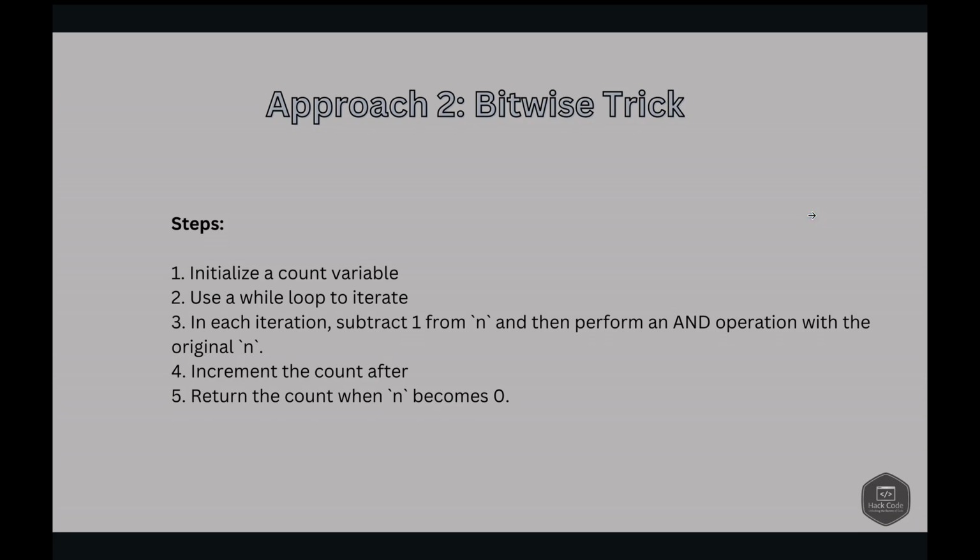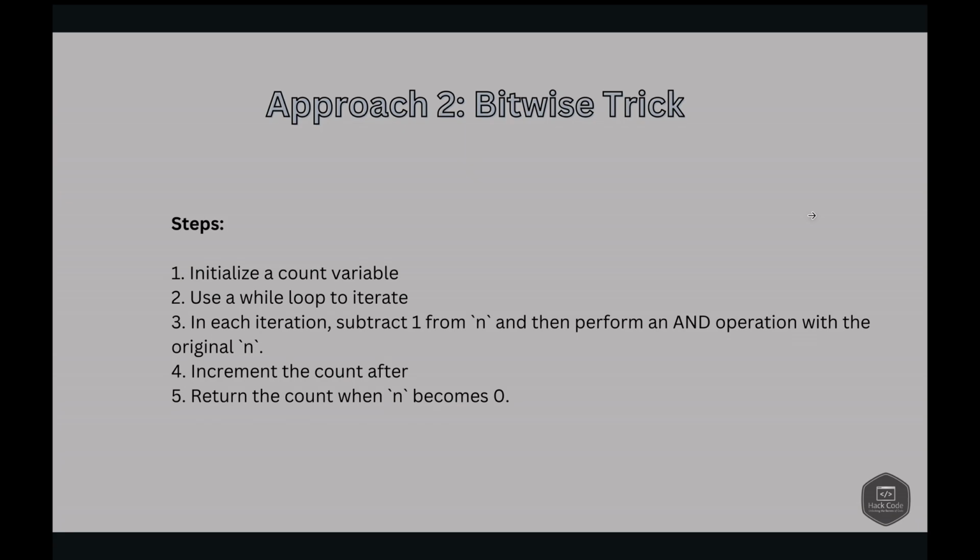So next is using bitwise trick. So here the logic: use a trick to directly target the least significant 1 bit and then turn it off in each iteration. This reduces the number of iterations required. So here, what are the steps?